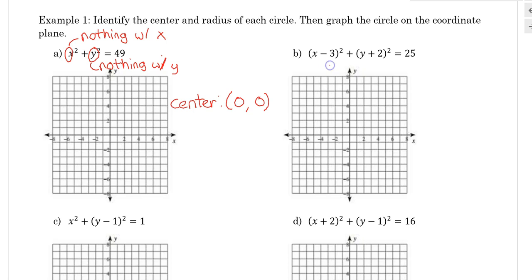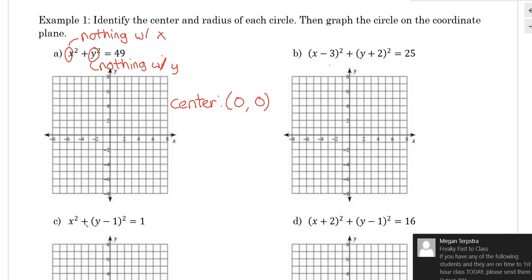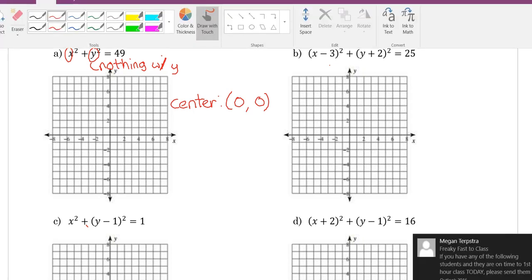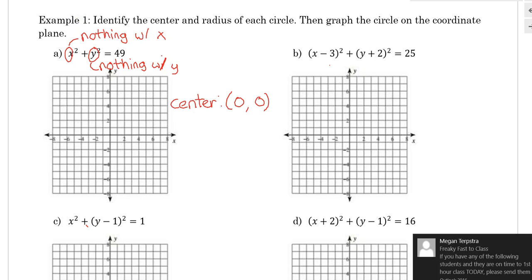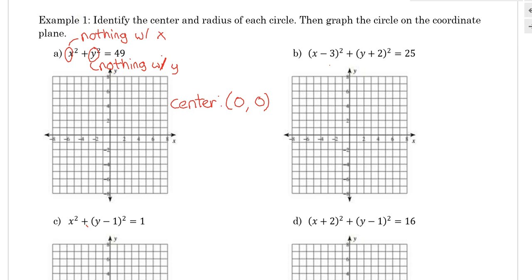Look at all these other examples, right? There's things being added or subtracted. If there's nothing, it's just 0. Then the radius comes from here. So I can say r squared equals 49. I have to take the square root, so r equals 7.